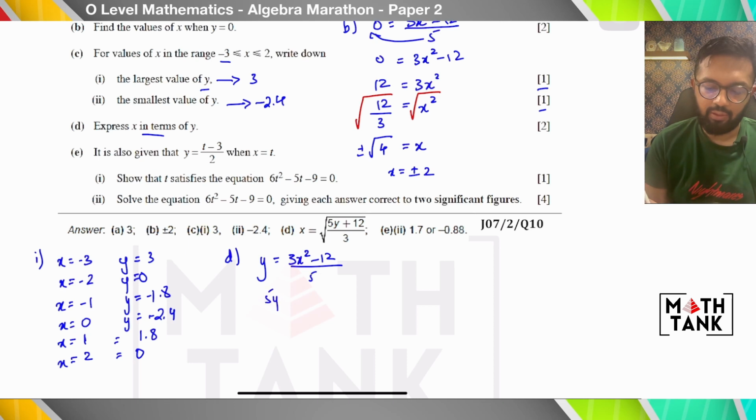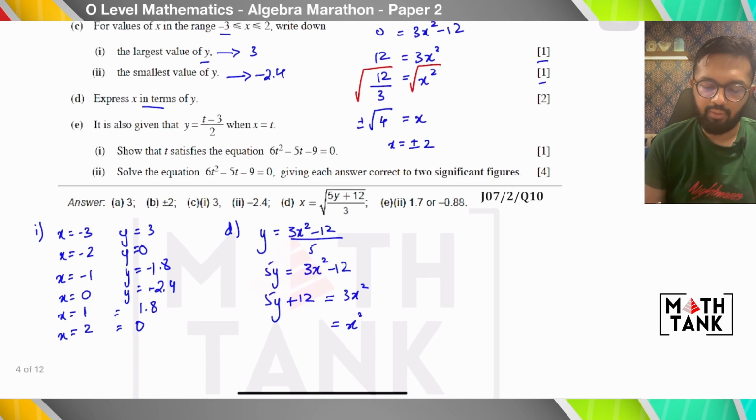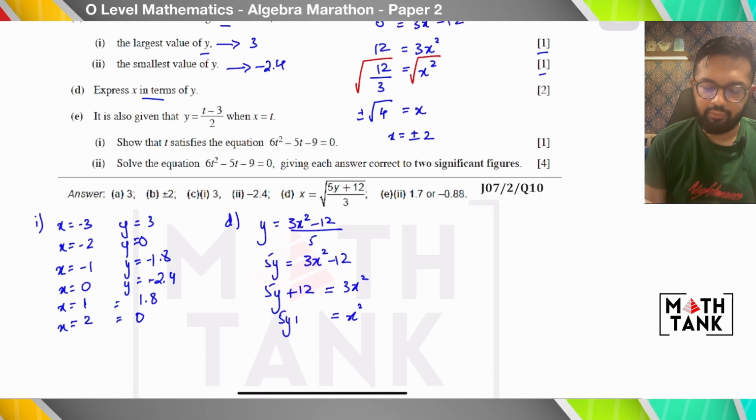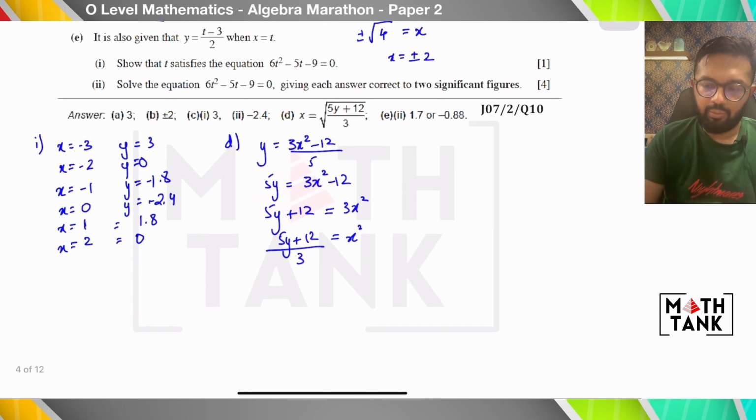If I cross multiply 5y, then I bring 12 to this side and I divide by 3. Take a root on both sides, and that gives me my required answer.